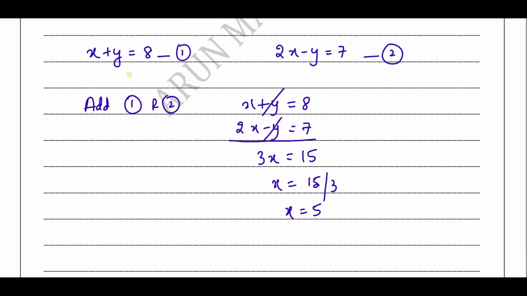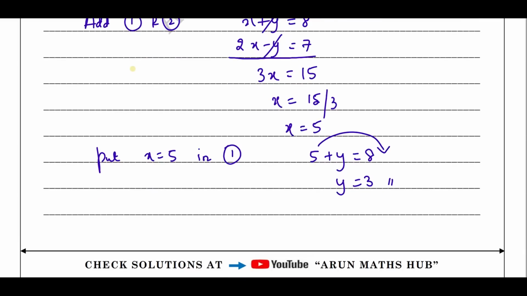Now substitute the value x equals 5 in equation 1 or 2. Put x equals 5 in 1. What we get? 5 plus y equals 8. y equals, shift plus 5 to the RHS, it becomes minus 5, 8 minus 5 is 3. We got x equals 5 and y equals 3.